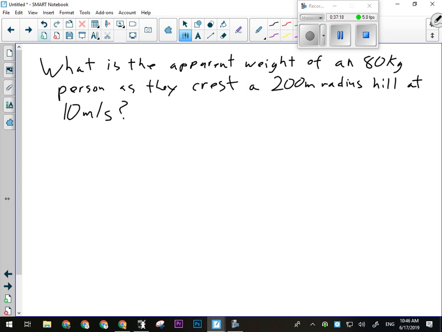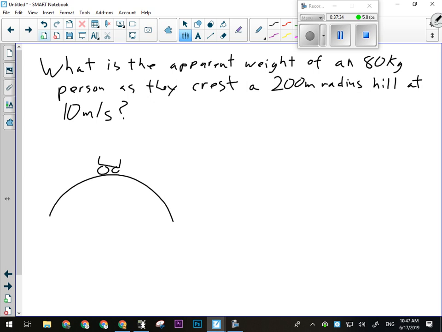I hope this works out because I just picked these numbers out of my head. Okay. So here's the situation we're in. We've got a person who's going over a 200-meter radius hill at 10 meters per second.